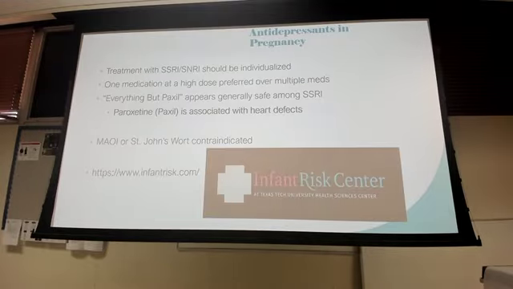Boom. So, you get everything with Paxil. MAOIs, we definitely don't want to use. St. John's wort, I didn't go into it. It's an herbal supplement that a lot of people use for depression. St. John's wort causes a lot of problems. I do not recommend my patients use that, and if they are taking it, I do my best to get them to stop because it causes a lot of problems.